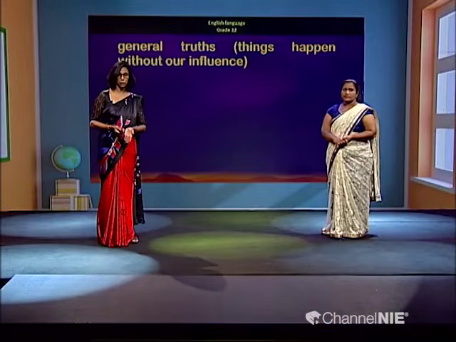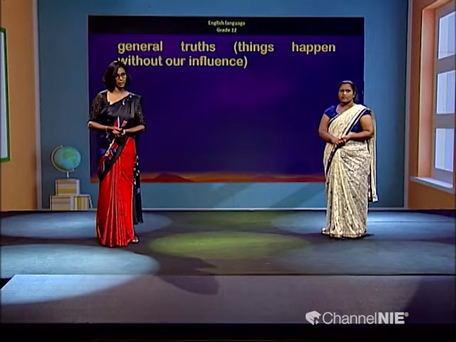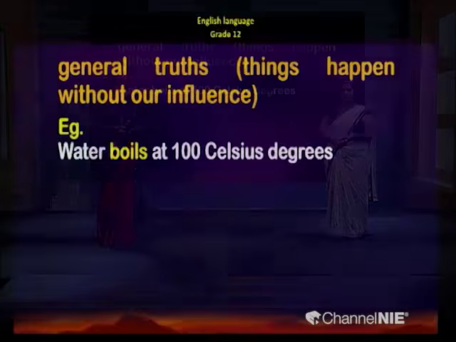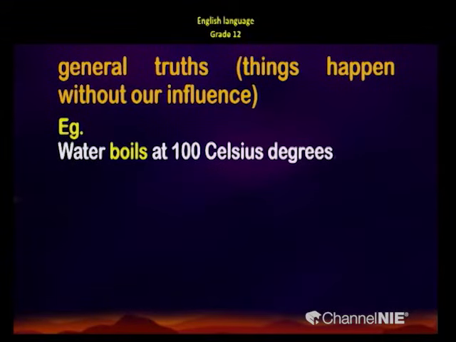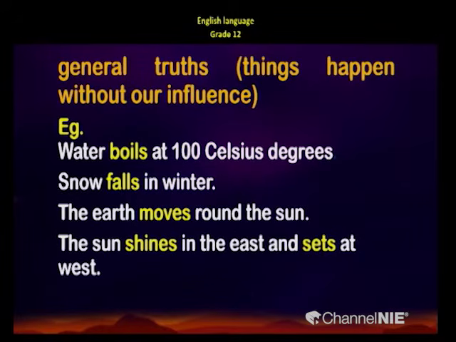Next, general truths that are beyond our control. We can't think, but they happen automatically. Examples: water boils at 100 Celsius degrees. No one can do it, but it has to get that temperature for it to boil. Snow falls in winter is another example. The earth moves around the sun. The sun rises in the east and sets in the west. So, all these things happen without our control. To denote these general truths, once again we use simple present tense sentences.